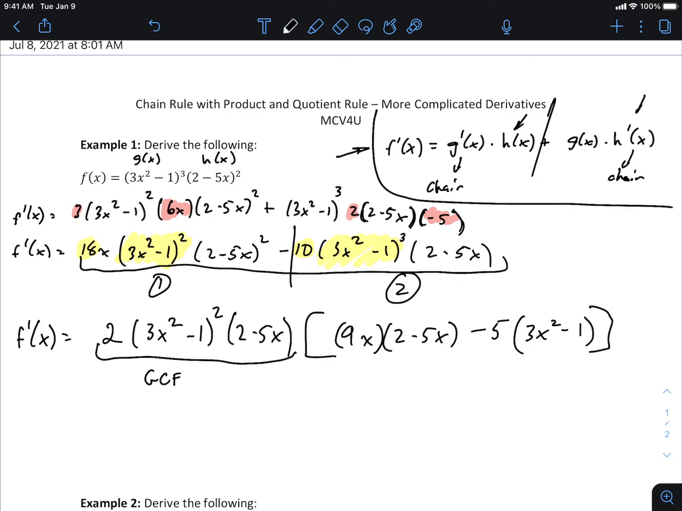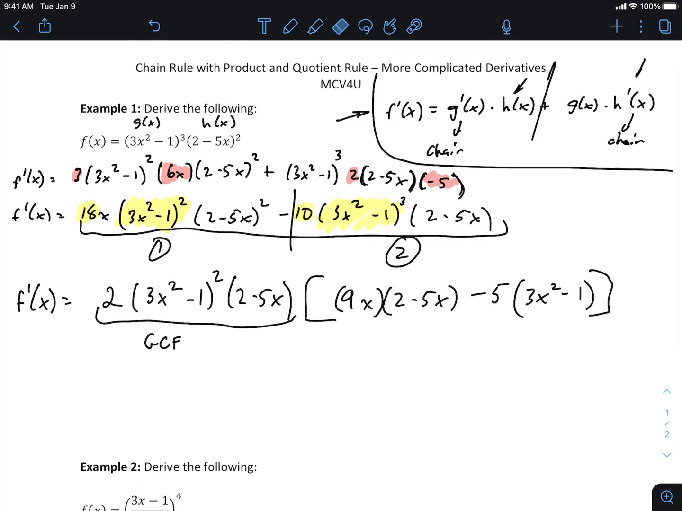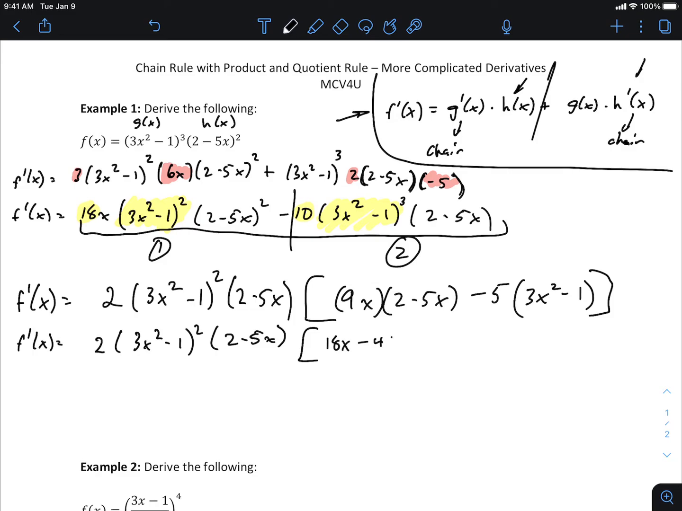Okay? You could further expand that, keep going. Let's do it. I guess maybe not the final answer. Let's keep going. Okay, f prime of x is going to equal 2 times 3x squared minus 1 squared. Okay, and I'm just going to expand all this out and try to clean some stuff up, right? And see if I get anything to cancel, right? Well, okay, so we're going to get 18x minus 45x squared. And then I'm going to have minus 15x squared plus 5. And clean up the inside.